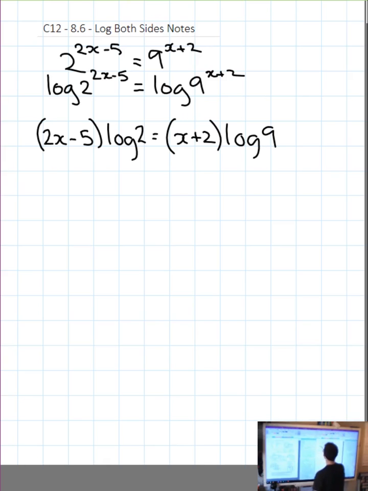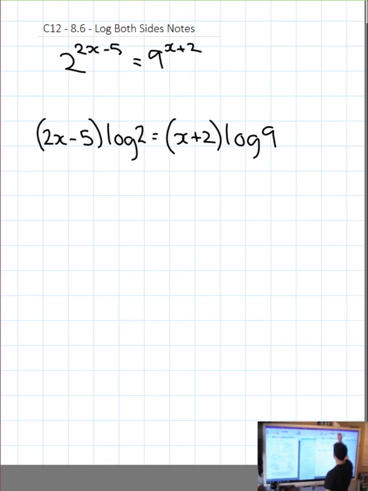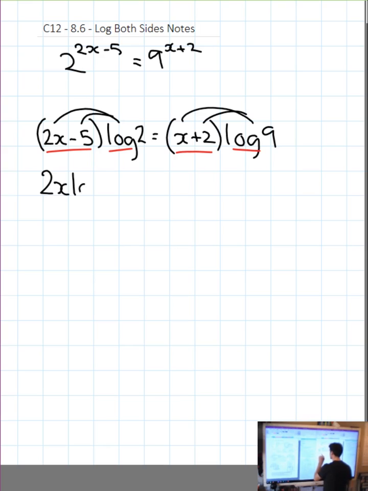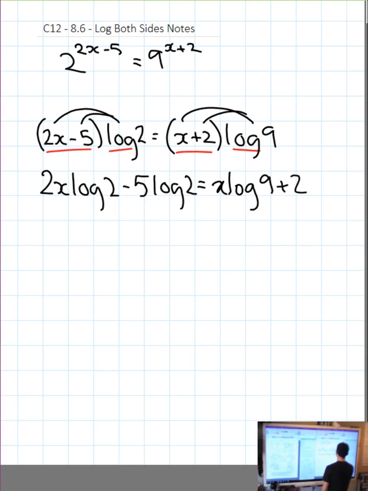And we should really be able to skip this middle step completely to be able to log both sides and bring our exponents down in front in the same step. It's going to be extremely valuable, way less writing on the page. Now we will distribute on both sides. So we have 2x log 2 minus 5 log 2 equals x log 9 plus 2 log 9.